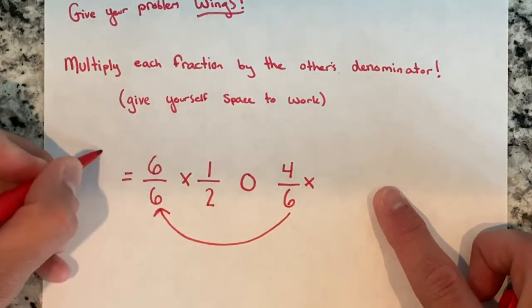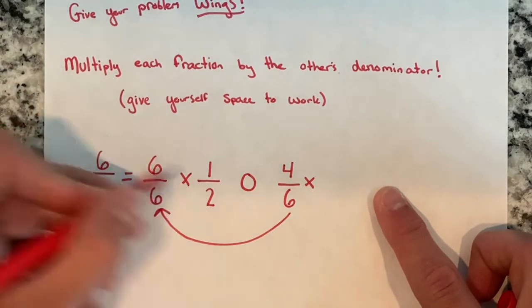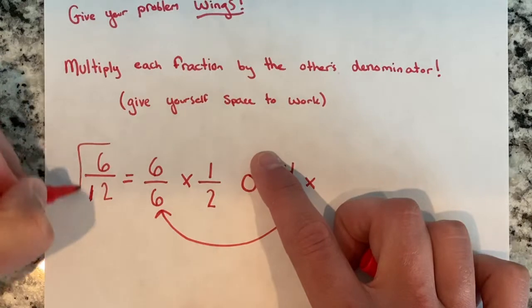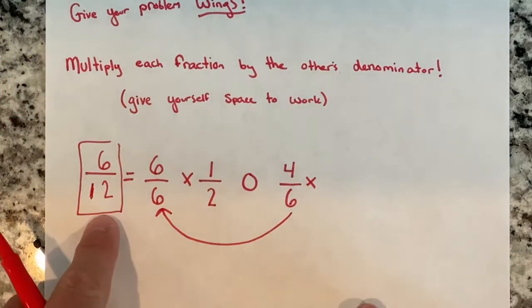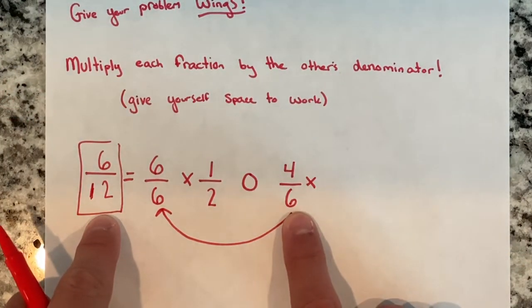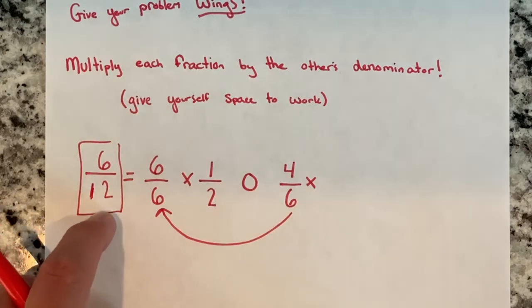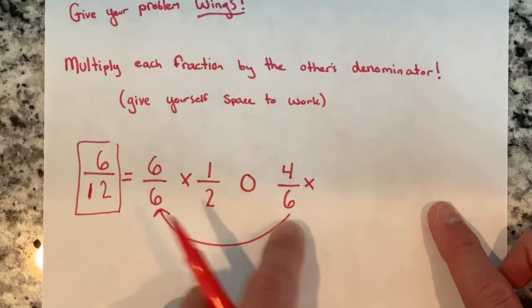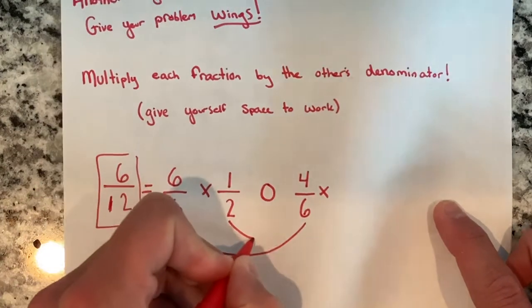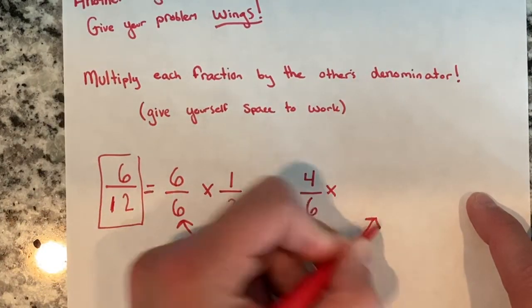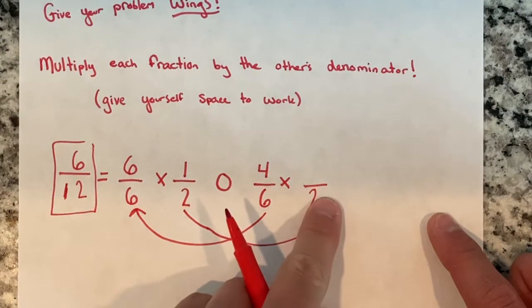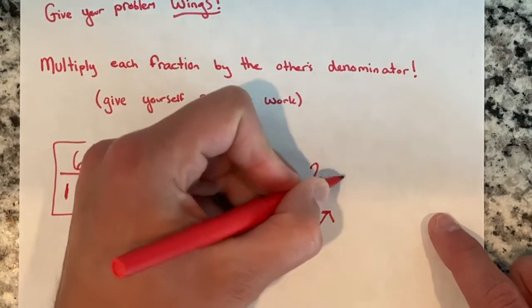6 times 1 is 6. 6 times 2 is 12. 6/12 is my new fraction to look at, but I can't compare 12ths to 6ths, so I have to finish out my whole problem. I multiplied halves by 6ths. Now I'm going to multiply the 6ths by the halves. Multiply the bottom by 2, 2 coming from here. Multiply the top by 2.